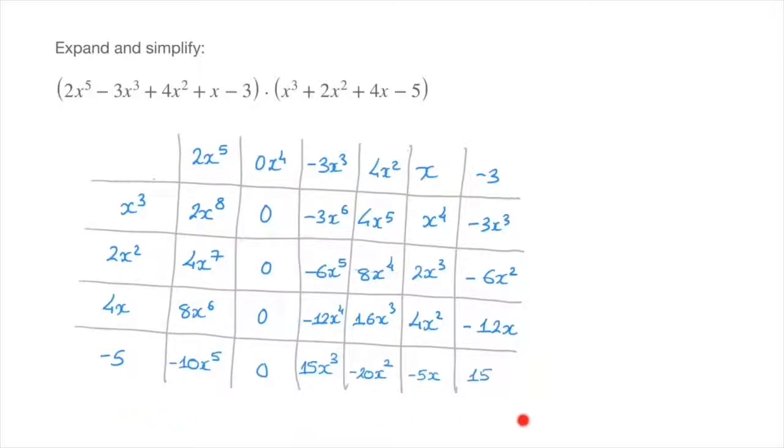Okay, now that all the cells inside our table are complete, the result we're after, in other words the product of these two polynomials, is equal to the sum of all the terms we have inside this table. And although it may look a little tedious to add all the terms inside this table, there are nice little patterns to pick up on here.